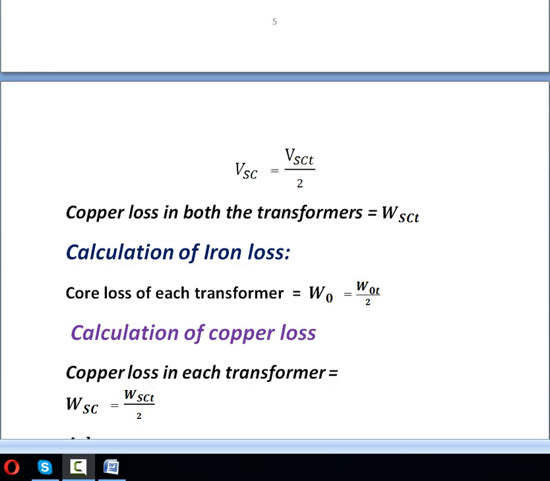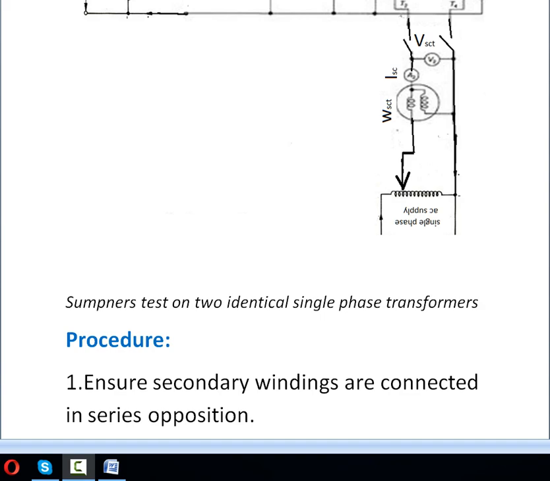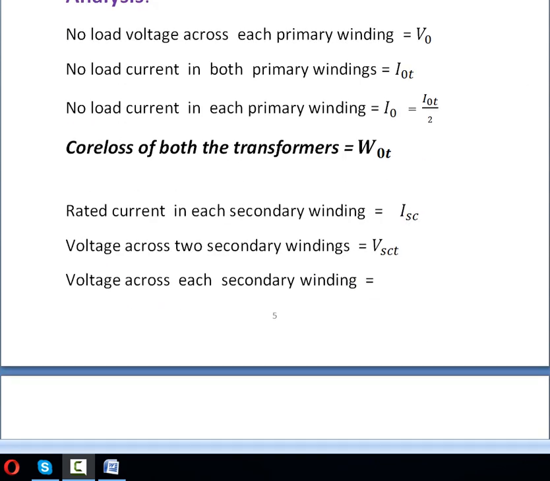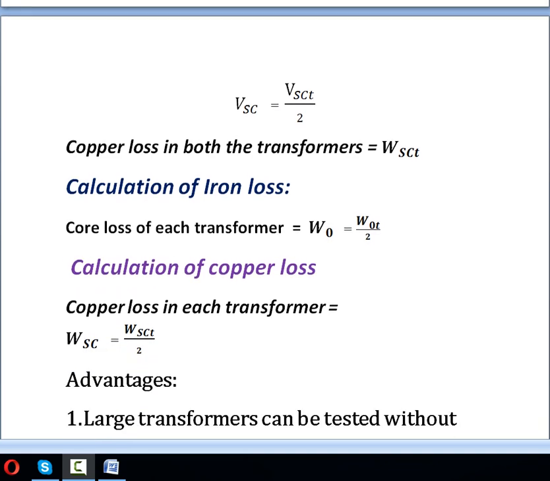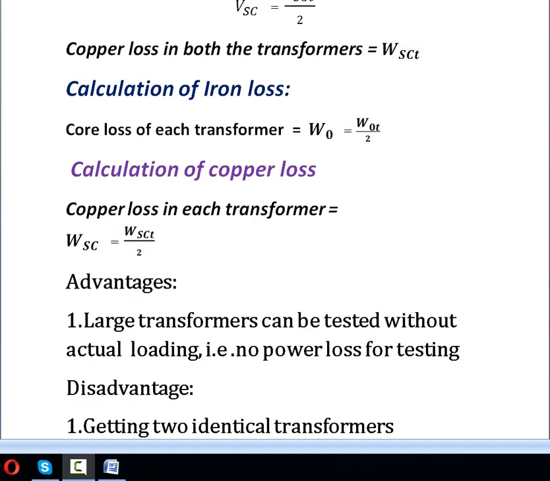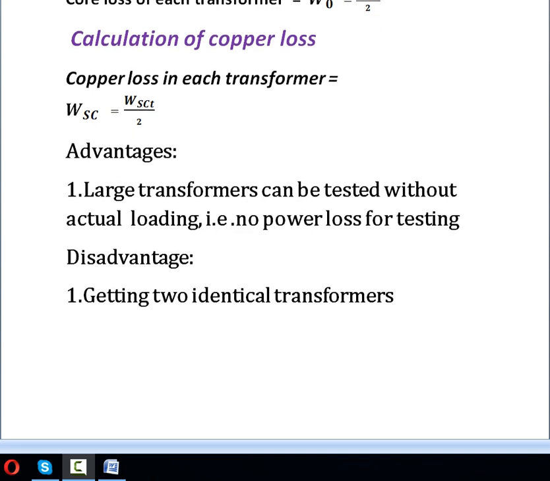Next, copper loss in both the transformers is given by WSCT. Means this wattmeter shows the total copper loss of both the transformers. Then, calculation of iron loss. Core loss of each transformer is given by W0, which is equal to W0T divided by 2. Similarly, calculation of copper loss. Copper loss in each transformer is given by WSC equals WSCT divided by 2.